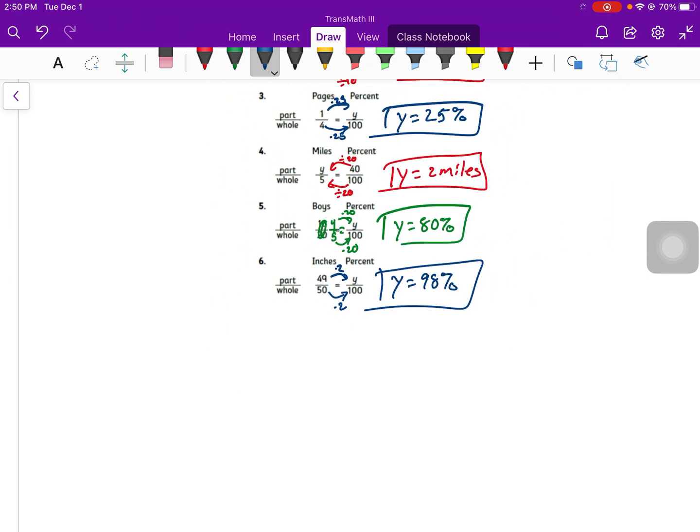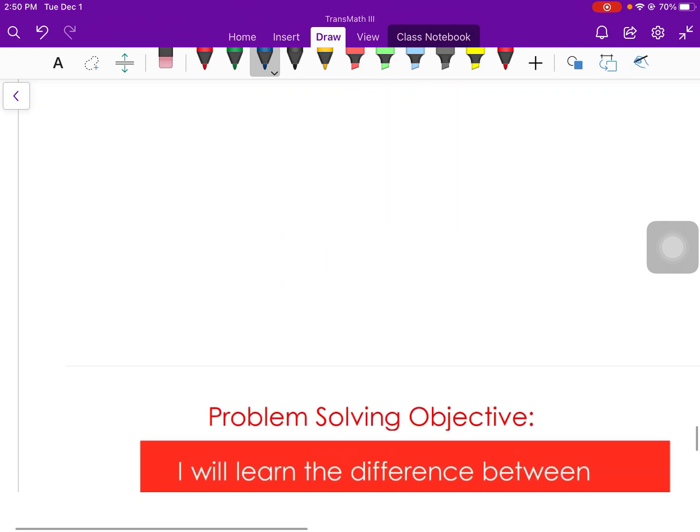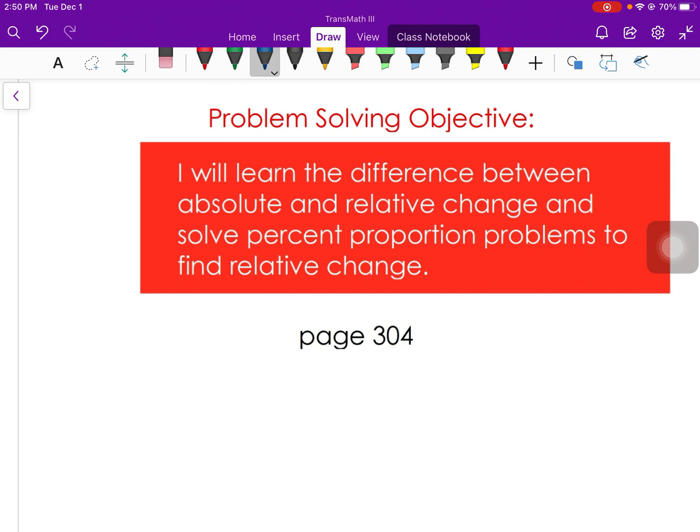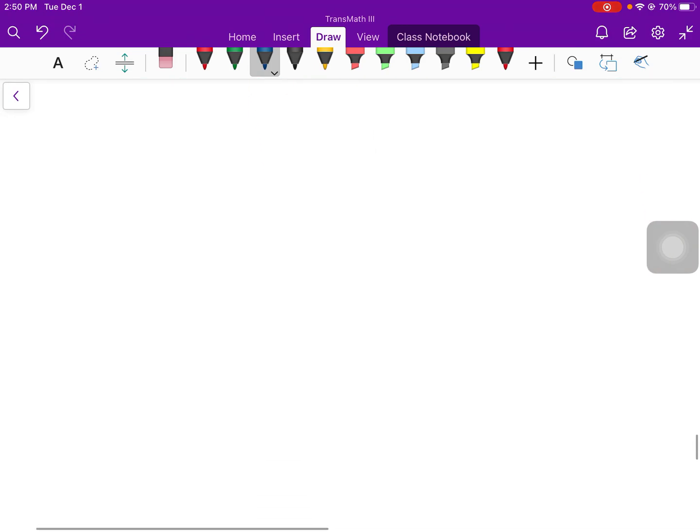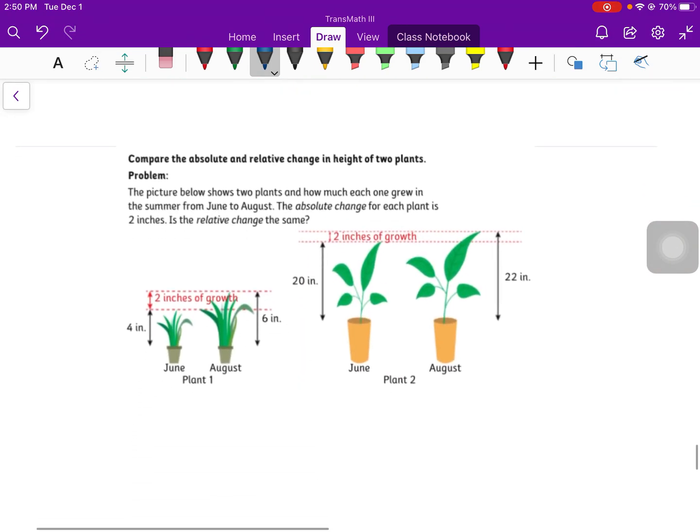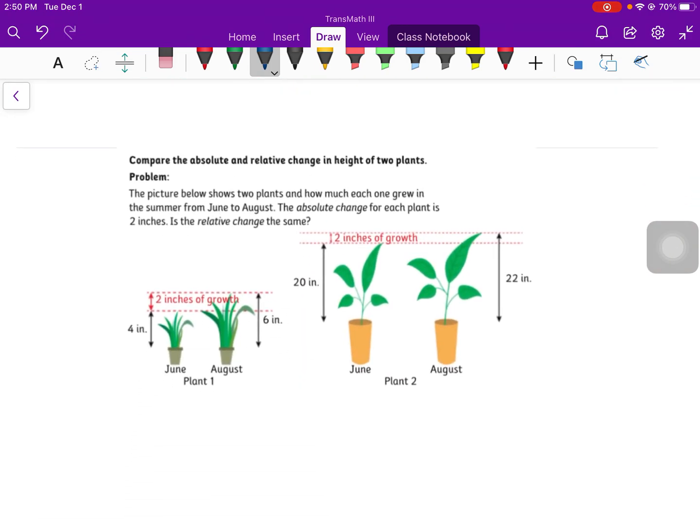This lesson is very, very quick, very short, because it's just repeatedly doing what we've already been doing. So next we're going to talk about the difference between absolute and relative change and solve percent proportion problems to find relative change. So compare the absolute and relative change in the height of these sets of 2 plants.